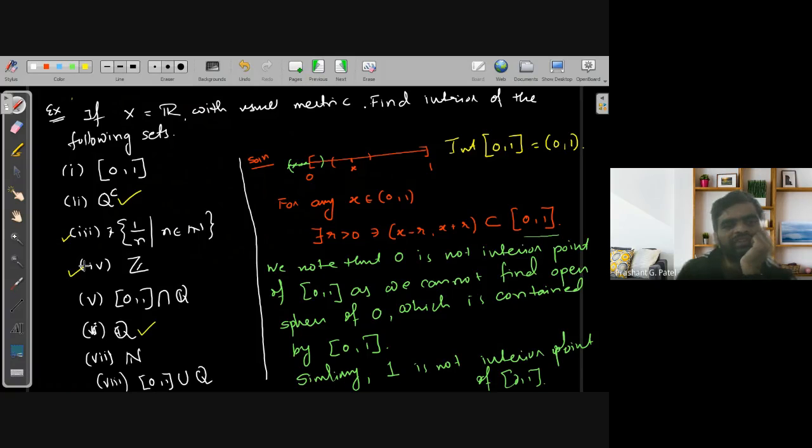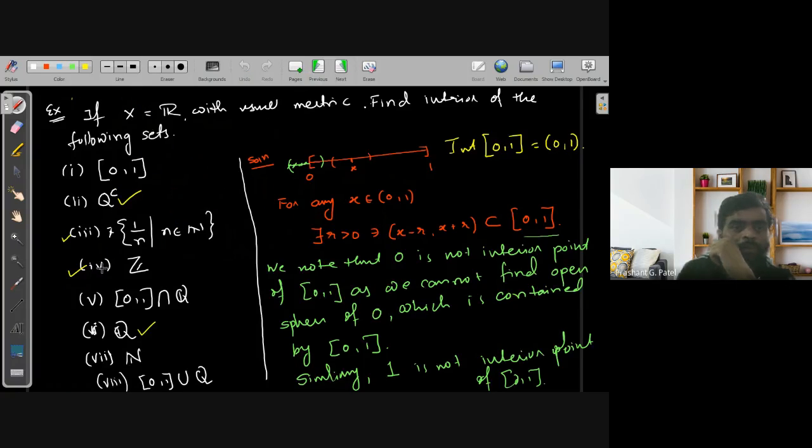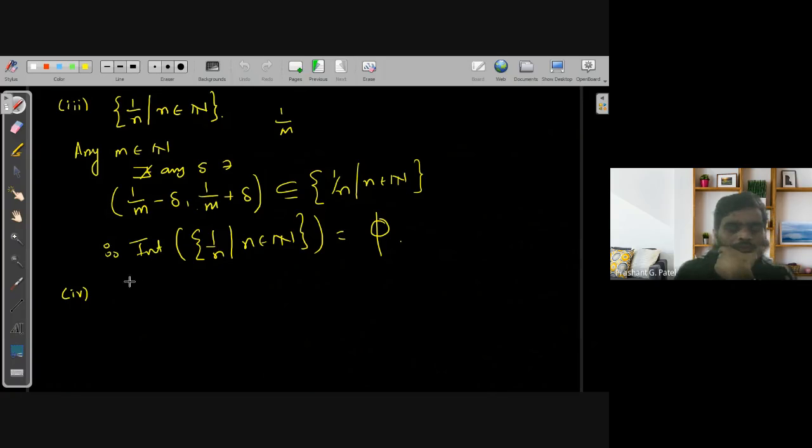What about Z? What can you say about this Z? What is the interior of Z? So empty set. It is also empty set. Very good. Why? It was the fourth example. So the fourth example is Z. The interior of Z will be empty set.